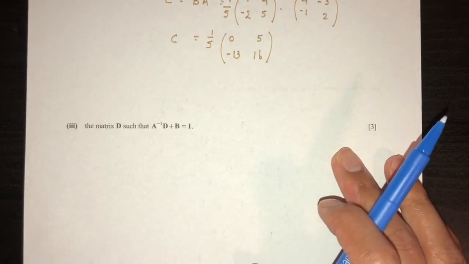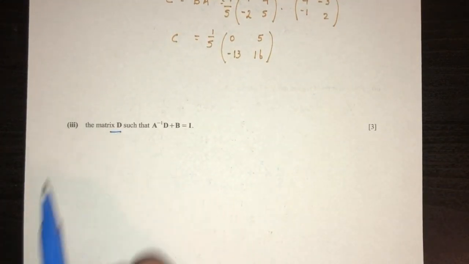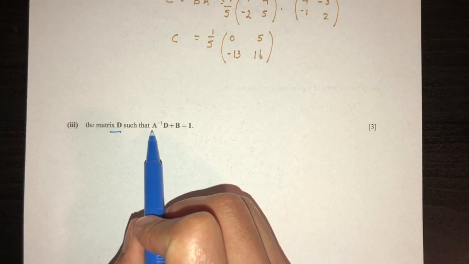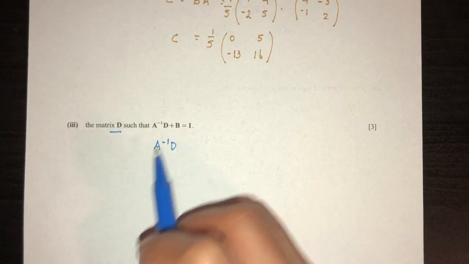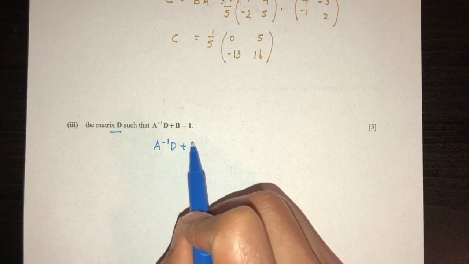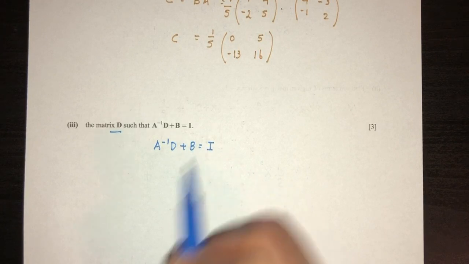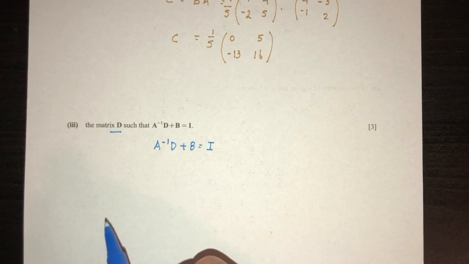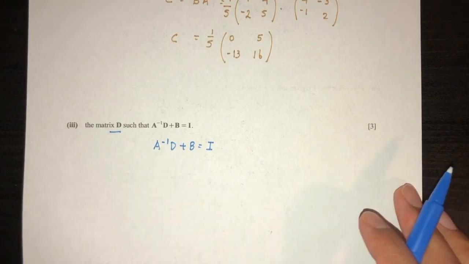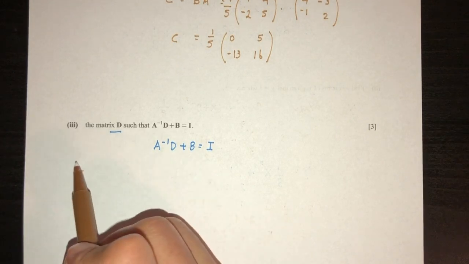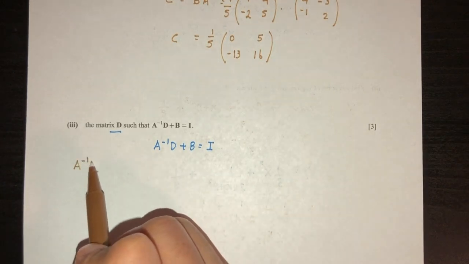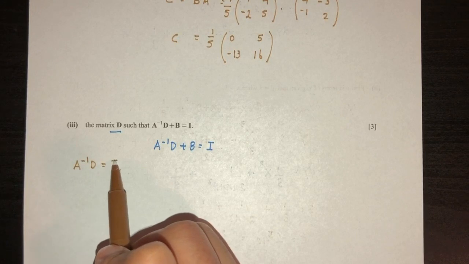Now for part 3, we have to find the matrix D such that A inverse times D plus B is equal to the identity matrix. We have to make D the subject of the formula. So let's see what we can do. Let's do this on this side. You will have first A inverse D is equal to I minus B.